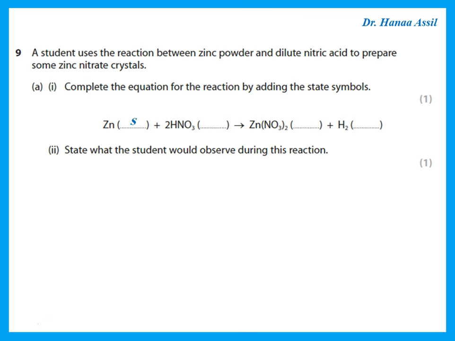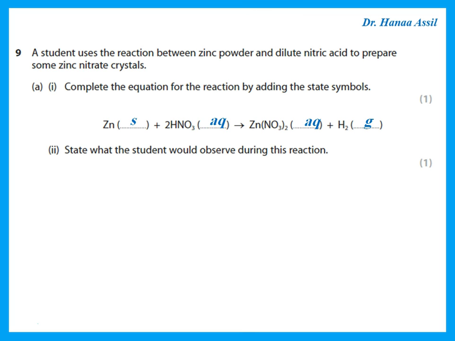Nitric acid, that's a dilute nitric acid solution. So all acids are aqueous solutions. Zinc nitrate, he's telling me that I will get zinc nitrate. Remember that all nitrates are soluble, so this is an aqueous solution. And of course, the other product is hydrogen gas, so the state symbol is G.